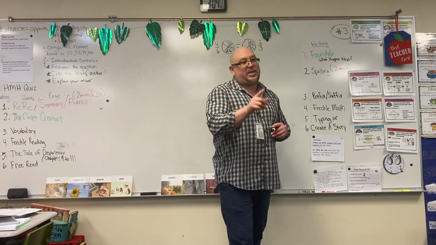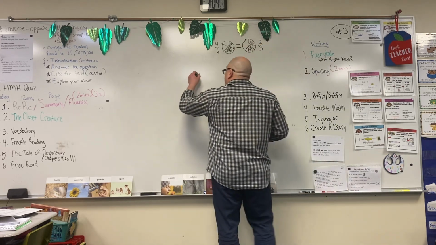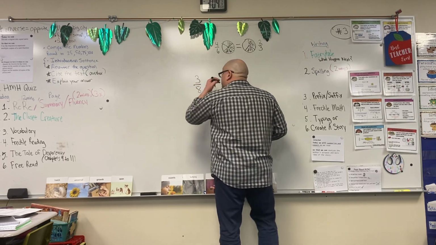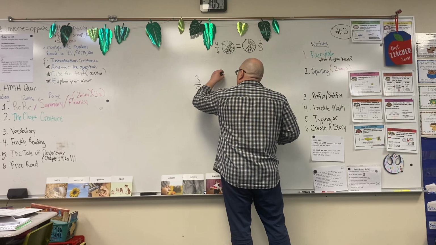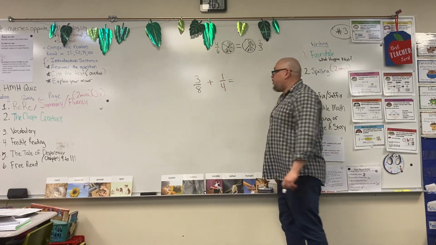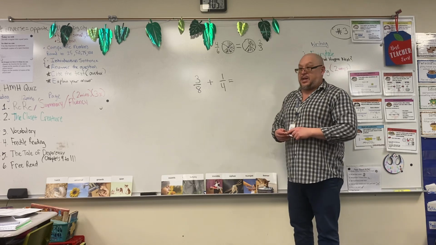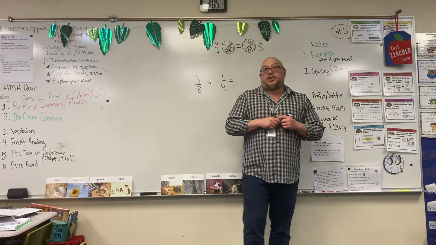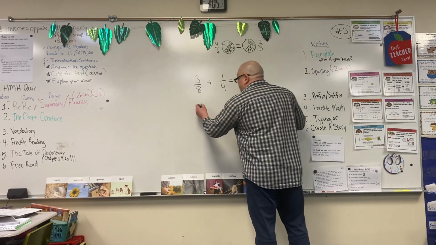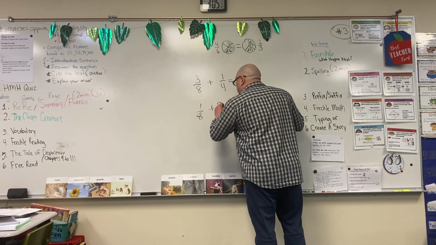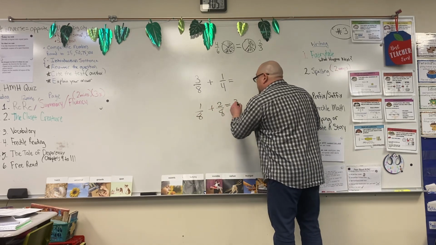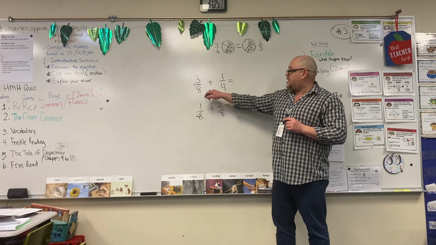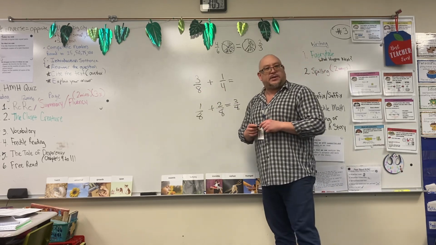Now, here's the challenging part. When we have, let's say, 3/8 plus 1/4. Now, here's the thing. We know that when we're adding fractions, we add them when the denominators are the same. So if we're adding 1/8 plus 2/8, we know it's going to be 3/8 because the pieces of the pie never change. There's always 8. How in the world do we add when the pieces of pie are different?